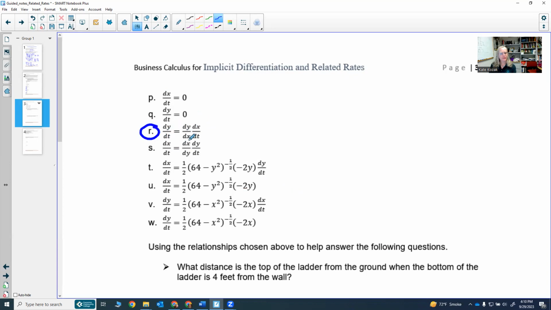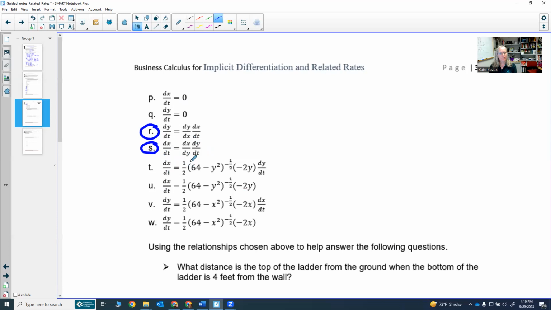dx/dt is dx/dy times dy/dt. Again, that also makes sense because we can talk about x changing over time, x also changing with respect to y, and y changing over time. So we can actually pick S also.